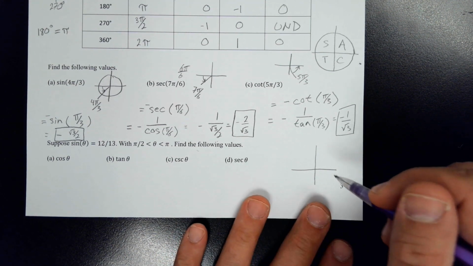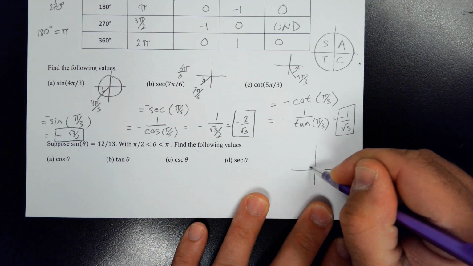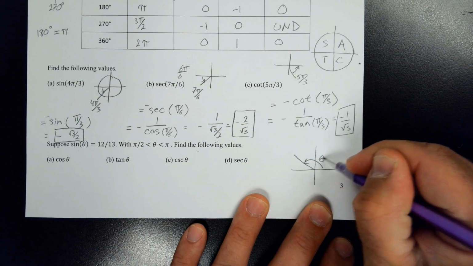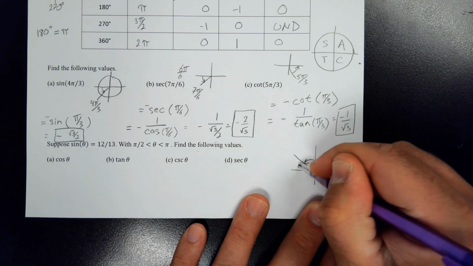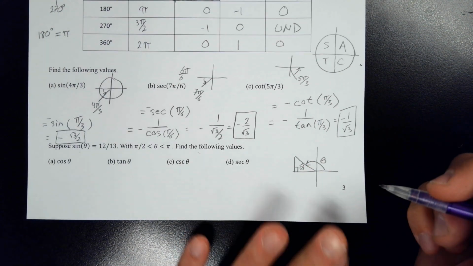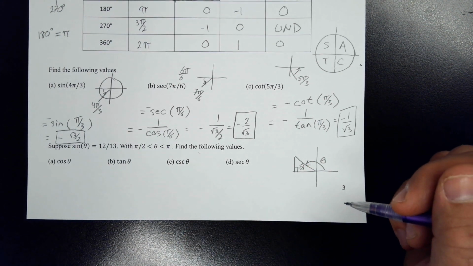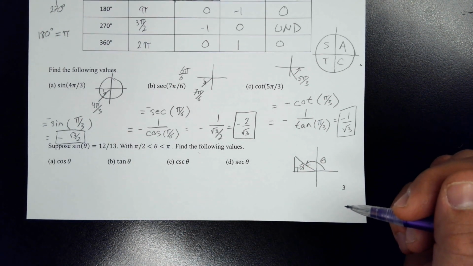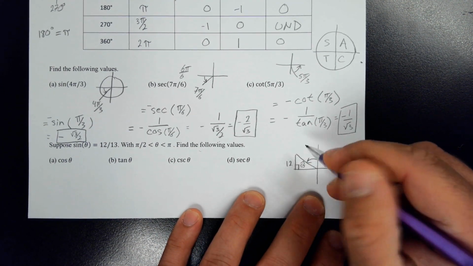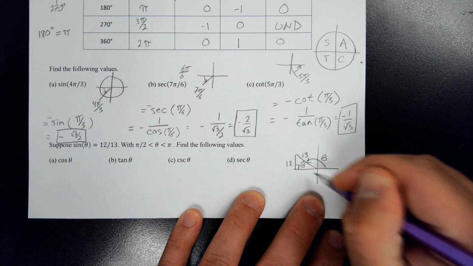So whatever this theta is, it's in the second quadrant, and it's got this kind of reference angle right here. Sometimes we call that theta hat, and it makes a right triangle. Now sine of theta is opposite over hypotenuse. So that must mean this side is 12 and this side is 13.